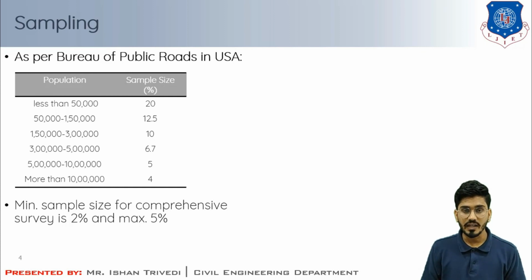Here what we have to understand is that the larger the population, the smaller will be the sample size, and it has to be such that it covers the different sections of the population, and as I said, it has to be representative and cover the entire area as well. So we have to determine a few things while doing the sampling.